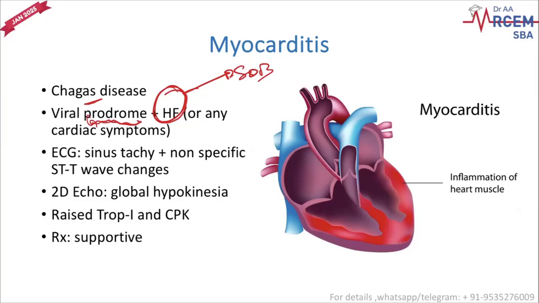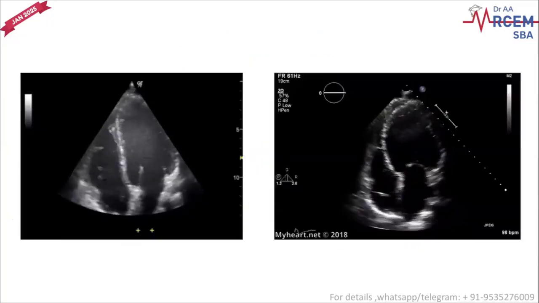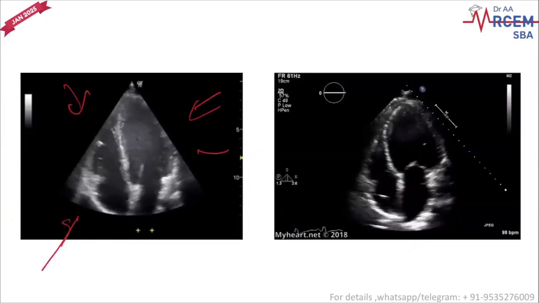It is a very, very difficult diagnosis to make in actual practice, but for your exam purposes, if a viral prodrome is given and there is heart failure, look for any other clues. ECGs will not be helpful. They're all non-specific changes, so you cannot depend on the ECG at all. Echo findings, global hypokinesia, if they have given that, yes, that is a proper echo finding. What is global hypokinesia? This is a normal heart. You can see all the muscles are contracting equally.